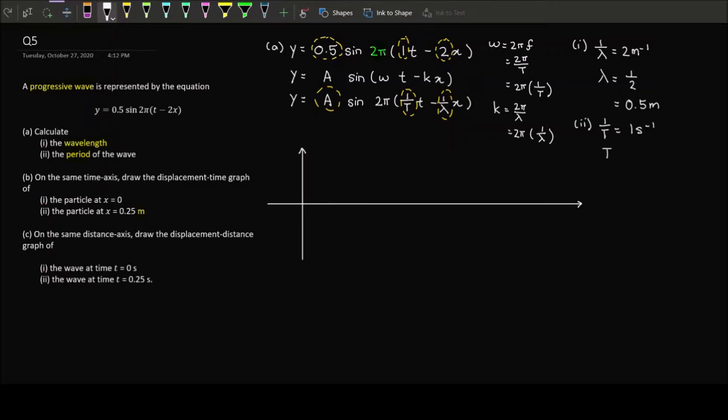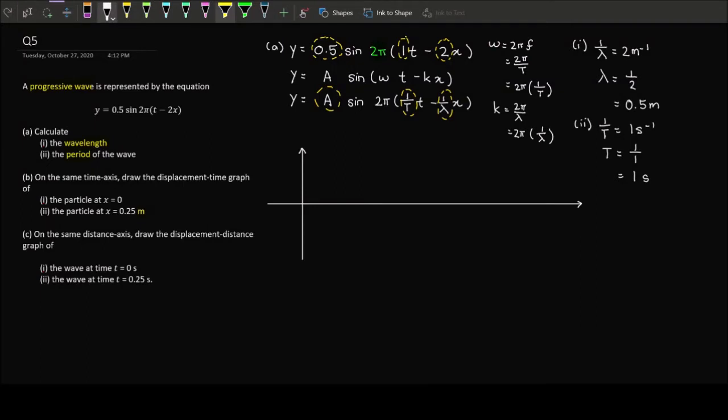So big T will be equal to 1 over 1, which is essentially 1 second. So we can know from here that the period is 1 second and the wavelength is 0.5 meter. So we have finished answering question A. Moving on to question B.